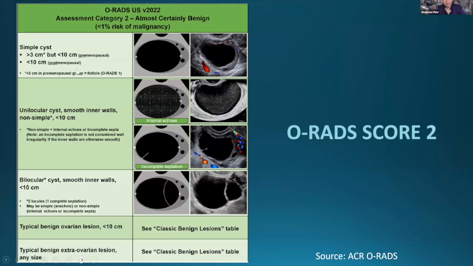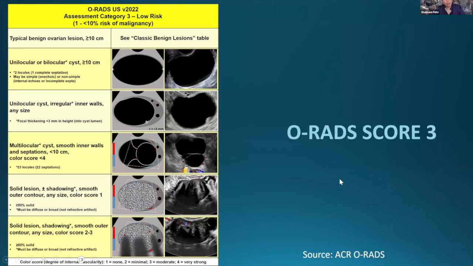This category includes simple cysts, which are more than 3 centimeters but less than 10 centimeters. It also includes unilocular cysts and bilocular cysts less than 10 centimeters, and then typical benign lesions, which I'll be showing you later in the lecture. Those include things like hemorrhagic cysts, endometriomas, dermoid cysts, and then tubal entities like hydrosalpinx, paraovarian cysts, and peritoneal inclusion cysts.